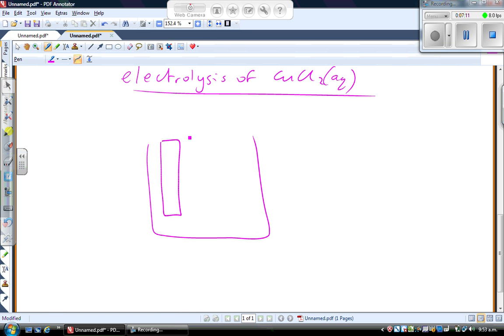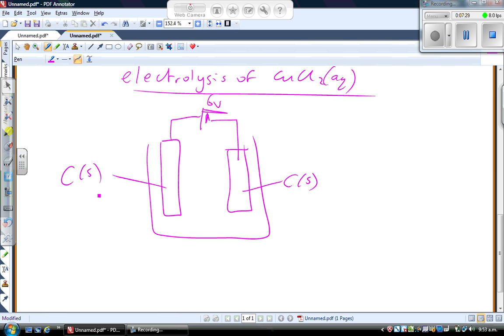You had your anode on the left-hand side. We hooked it up to a power pack. 6 volts was the voltage that we were using, and then we had a cathode here. Both the electrodes were made of carbon. This was a carbon solid electrode, anode and cathode. And then the electrolyte was, like I say, a turquoisey colored copper chloride solution. So that was your essential setup for the experiment.